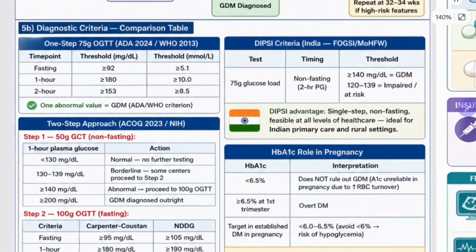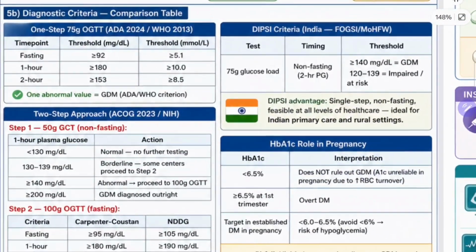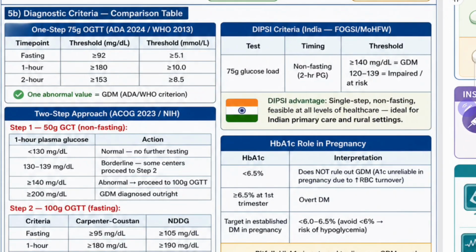Now see, same thing. What is that? One step OGTT and two step approach. So the one step approach here is fasting. You will take the sample. If fasting is more than 92, then it is GDM.